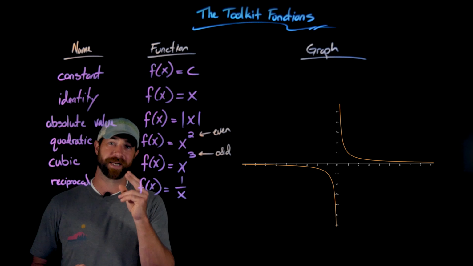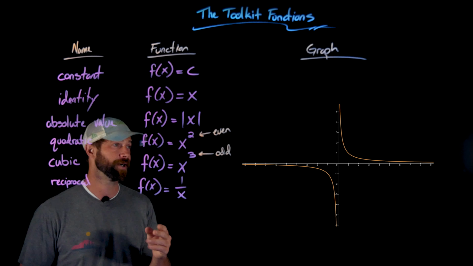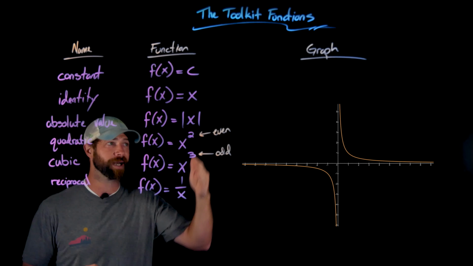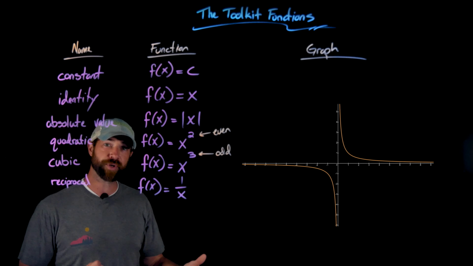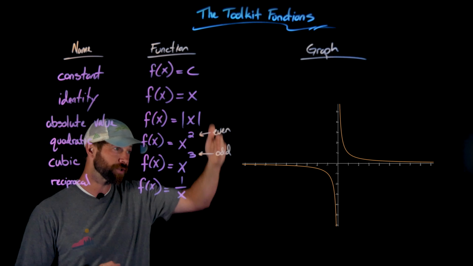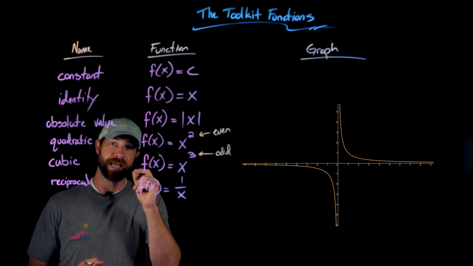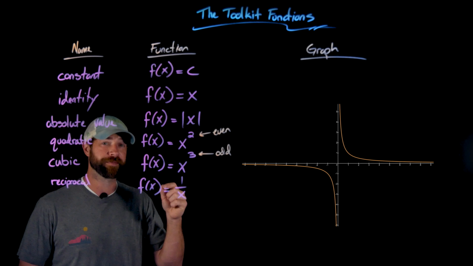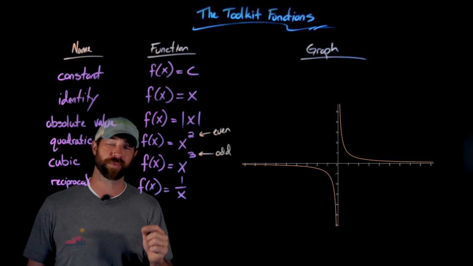Importantly, I want to identify two aspects of this graph right here. We have what we call a vertical asymptote. This is an imaginary line that we put in straight through x equals 0. So it's this vertical line right here. And importantly, it's this barrier saying that this function never outputs a value for the input of x equals 0.